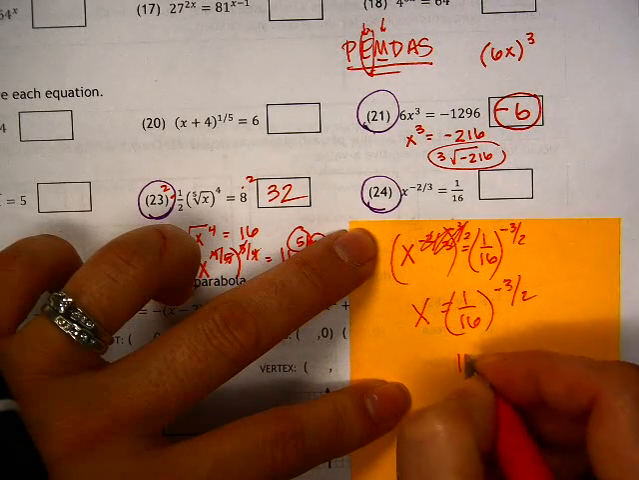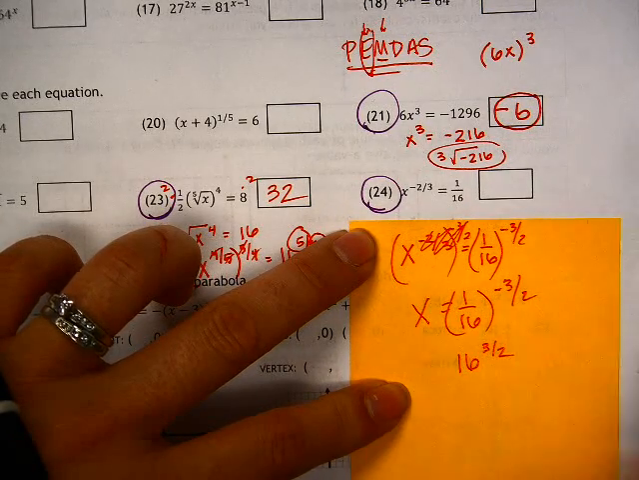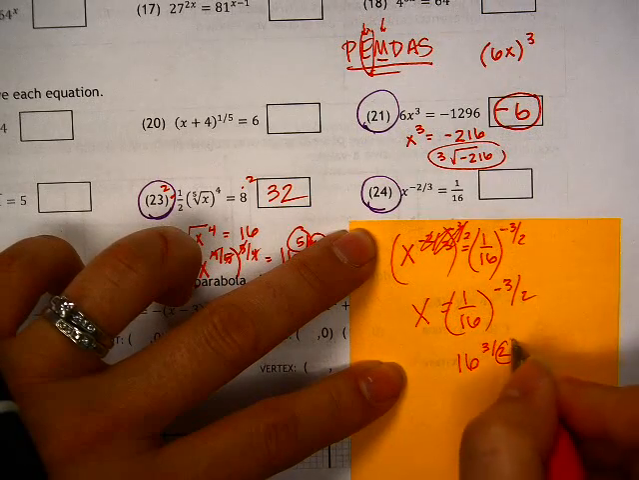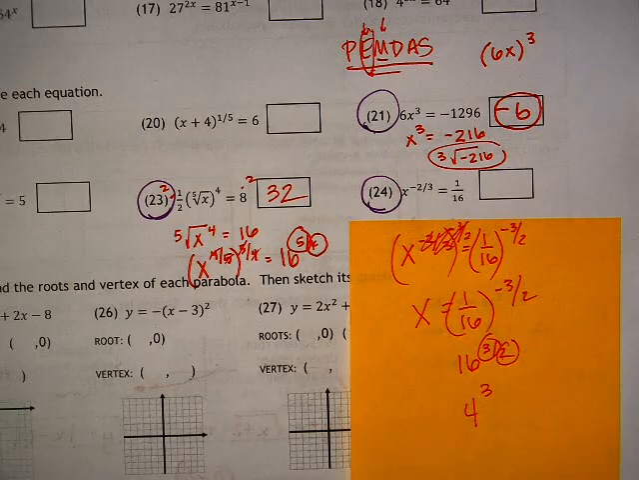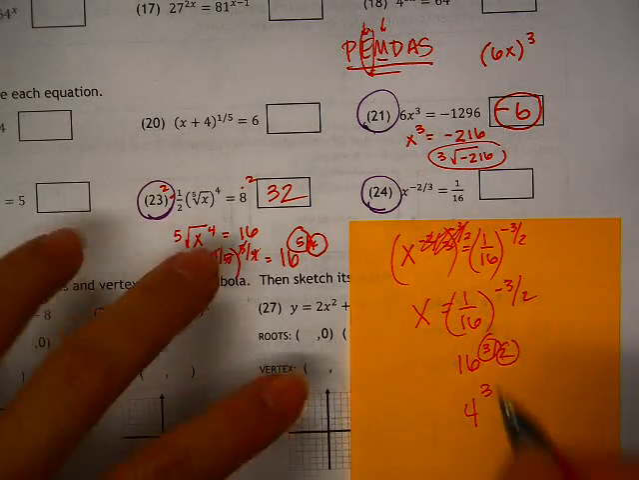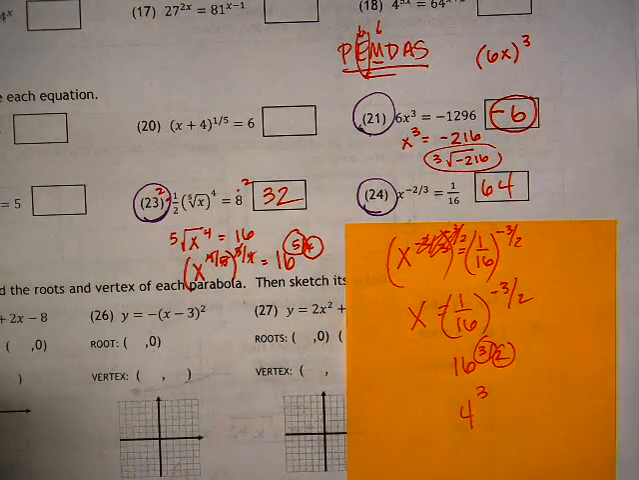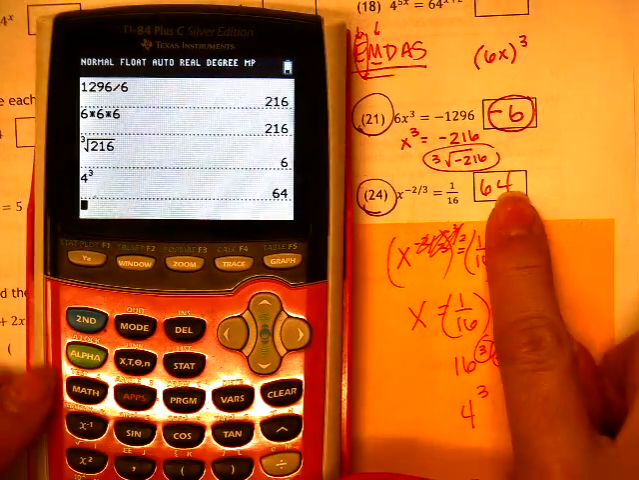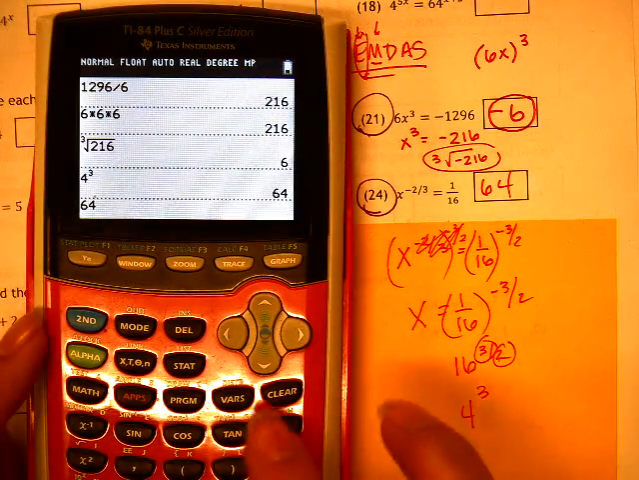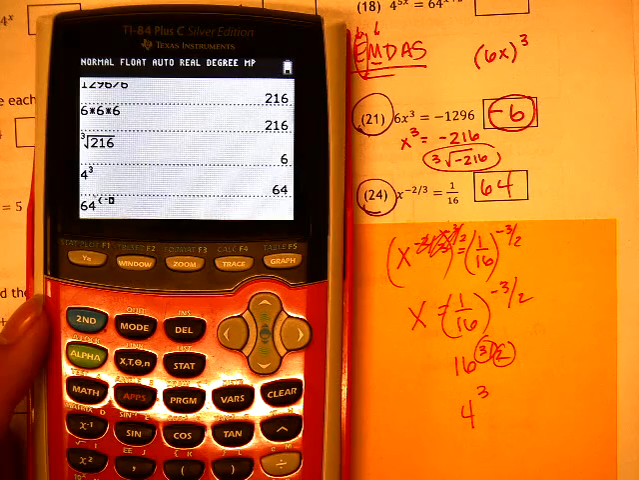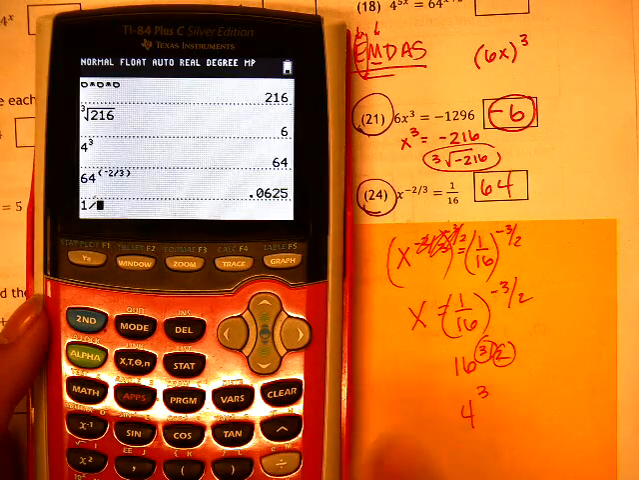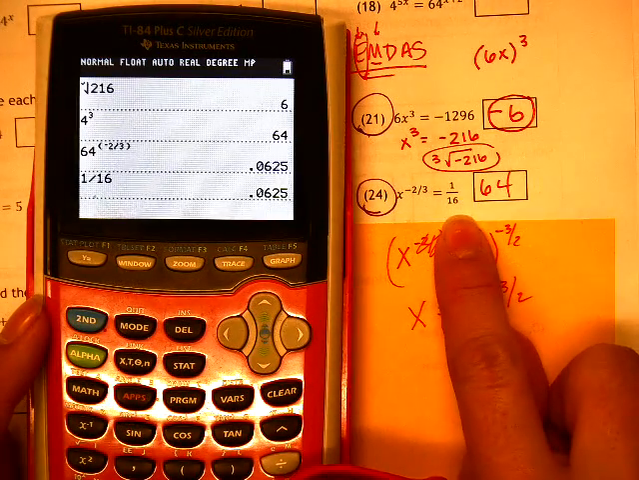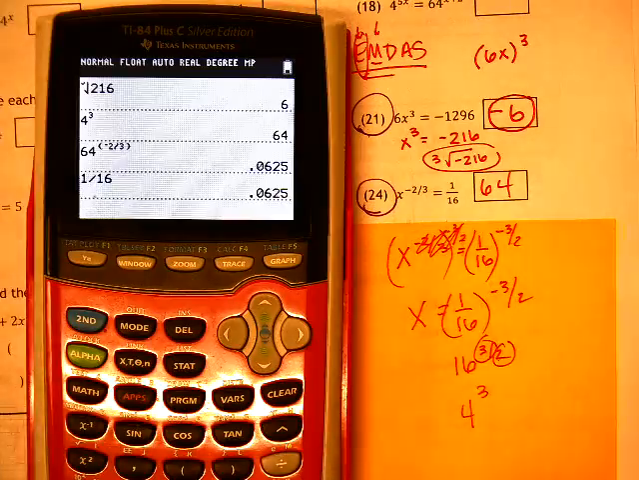So I'm now going to have 16. And then I'm just going to do it. So this means square root of 16, which is 4. This means I need to cube it, and so 4 cubed is 64. Now let's just check to make sure that's right. So the way I can check it is I would say 64 to the negative 2/3 power. And I get that. And if that's not familiar to you, you check your 1 over 16 to make sure that it gives you the same number. And it does.